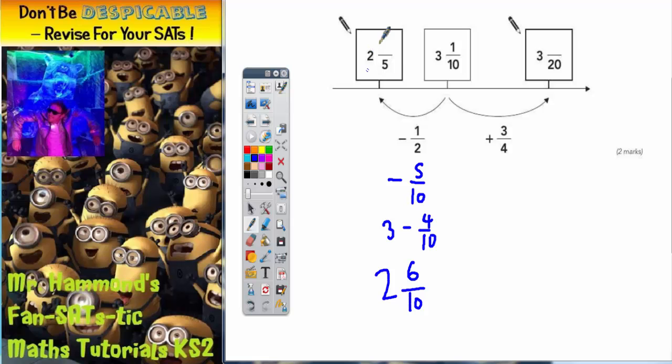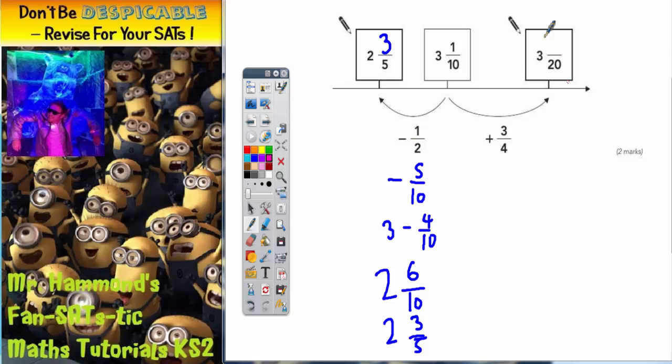But the answer we're looking for isn't in tenths, it's in fifths. So the question is, what is 2 6/10 in fifths? Well, if you simplify the 6/10 and halve both the numerator and the denominator, you'll get 3/5. So that gives us our first answer. So that numerator needs to be 3 to make it 2 3/5.